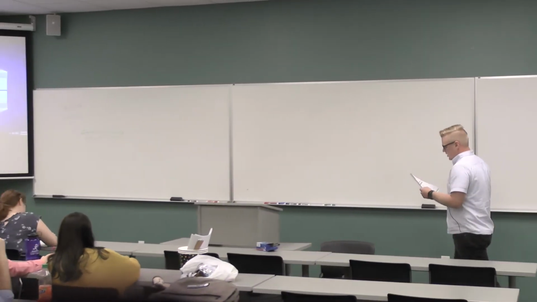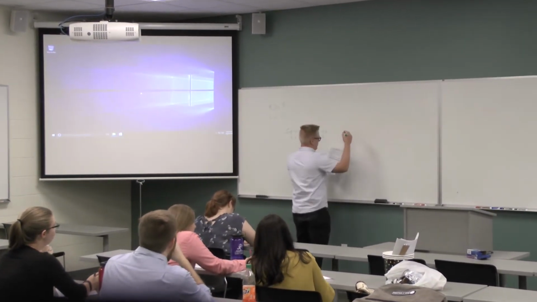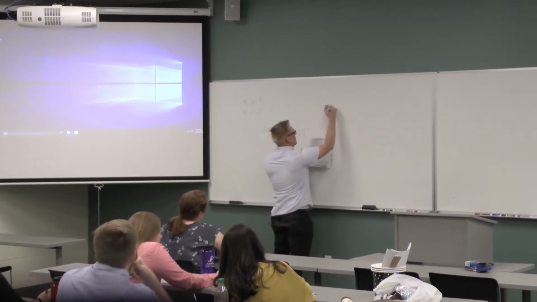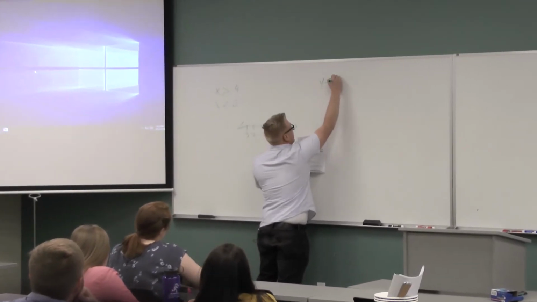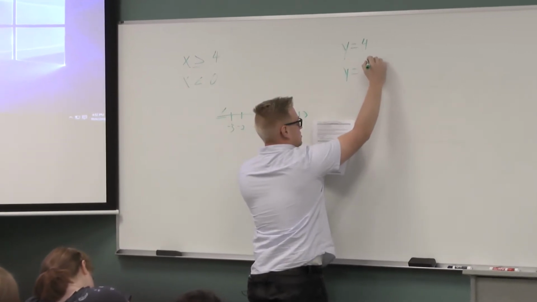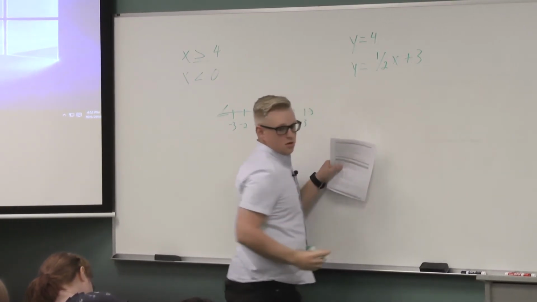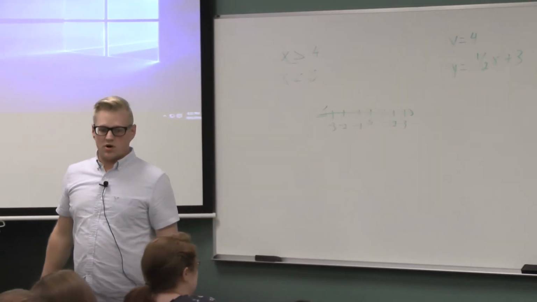So now let's do another little review here. How would I graph these two on a coordinate plane? So we have y equals 4. We have y equals 1/2 x plus 3. So these are lines on a coordinate plane.